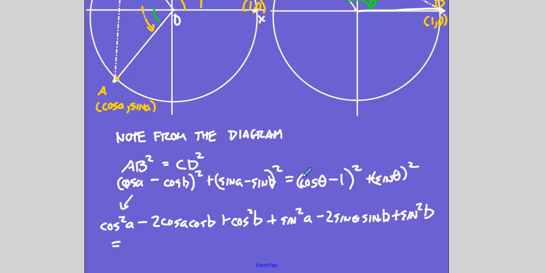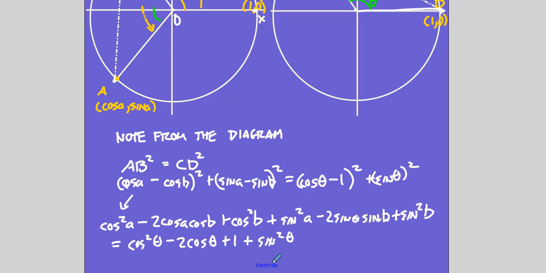Now this is going to be a binomial squared. This is going to be equal to cosine squared theta, minus double the product, 2 cosine theta, plus 1 squared is 1, plus sine squared theta.